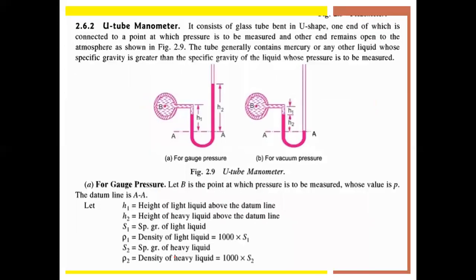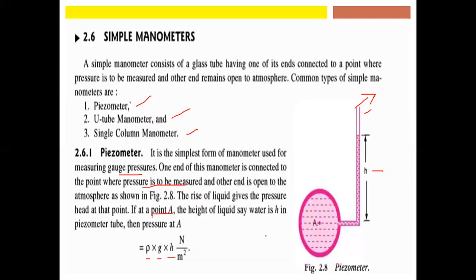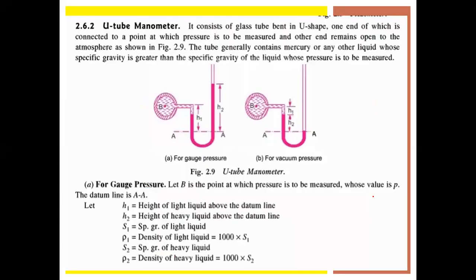Next we are taking the U-tube type of manometer. Simply, here we are making some changes in the pipe and making a U-tube for a design like this. Then a U-tube for gauge pressure, and a U-tube for vacuum pressure. So both are U-tube manometers.